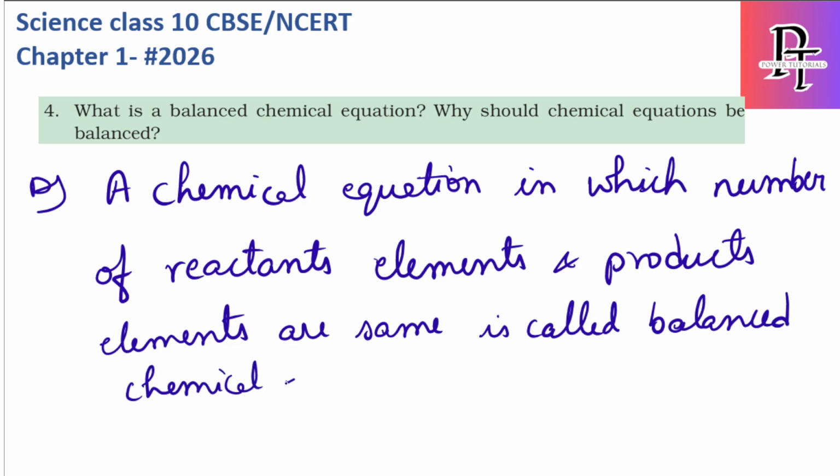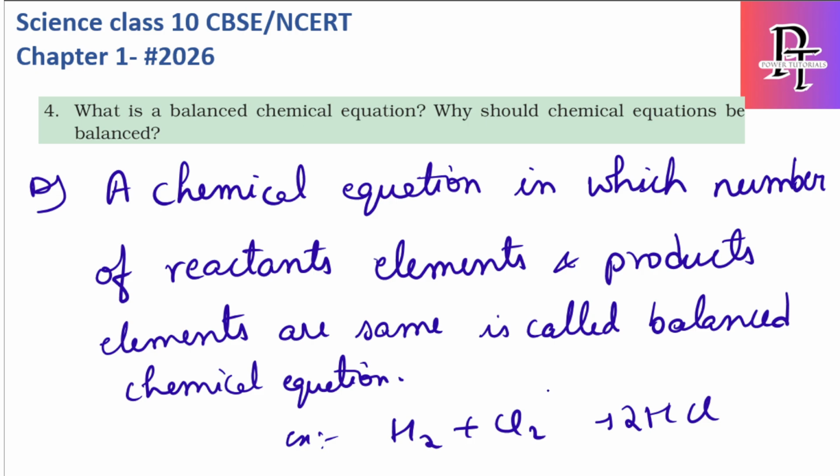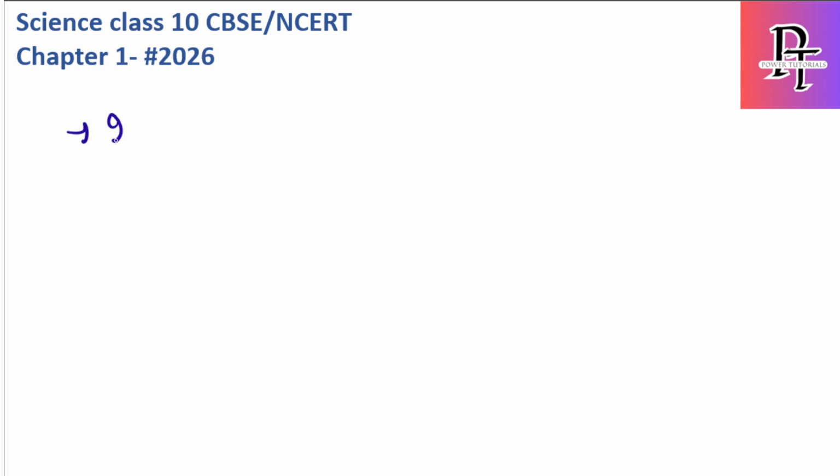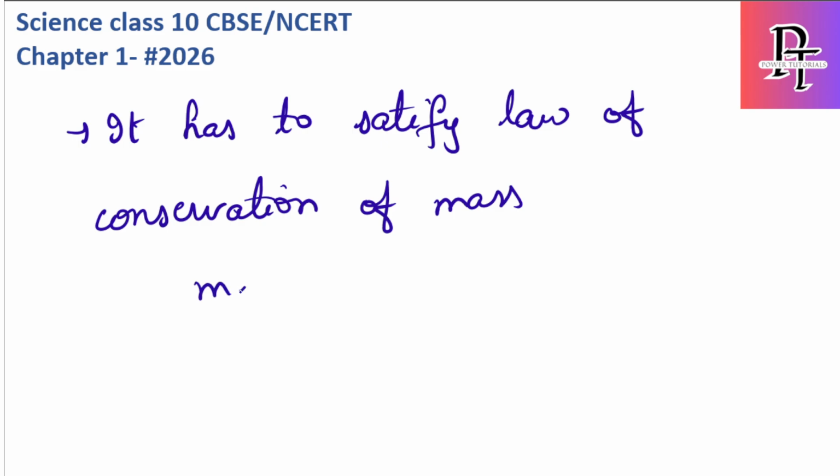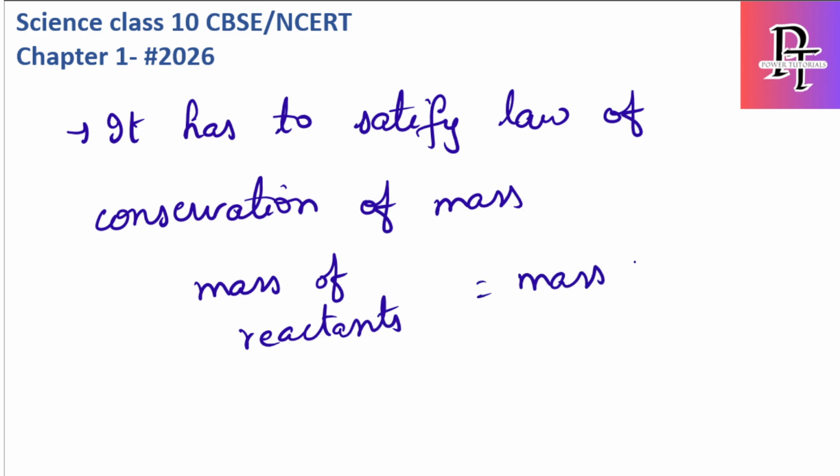So we can also give an example. Small example we can use, which is H2 plus Cl2 gives rise to 2HCl. 2 hydrogens, 2 hydrogens, 2 chlorines, 2 chlorines. So why should this be balanced? Because it has to satisfy one law, which is law of conservation of mass, where mass of reactants is equal to mass of products. Okay. Let's see the next question.